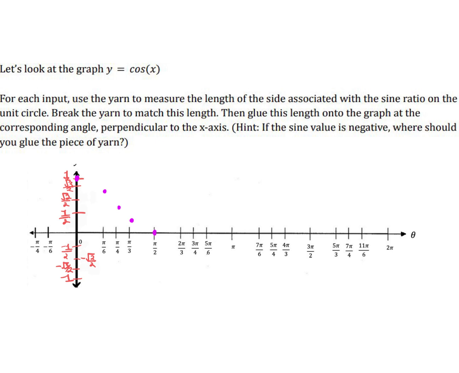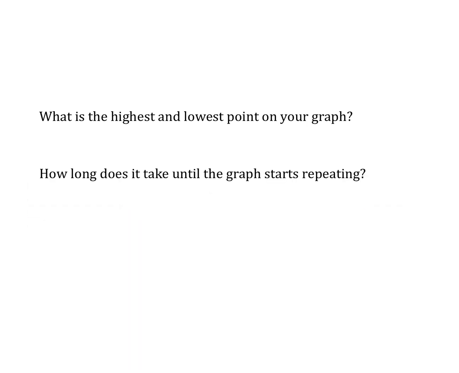So at pi over 2, that is where cosine is going to be 0. Then we have negative values: -1/2, negative radical 3 over 2, -1. Then we're going to have the same values. Okay, what is the highest point? 1. What's the lowest point? -1. How long does it take for the graph to start repeating? 2 pi radians, which is 360 degrees.